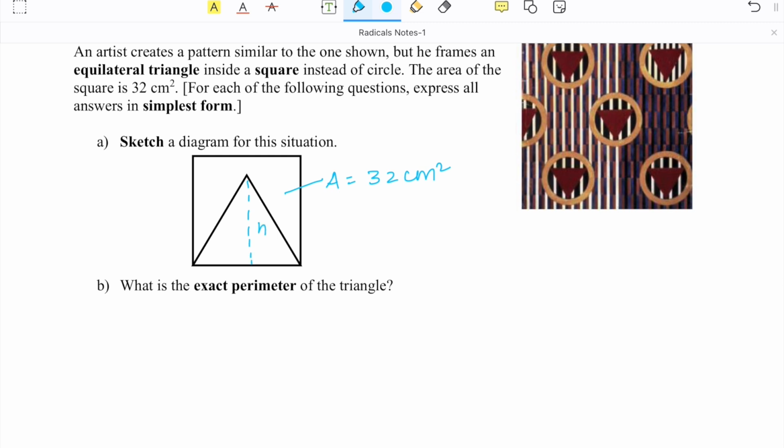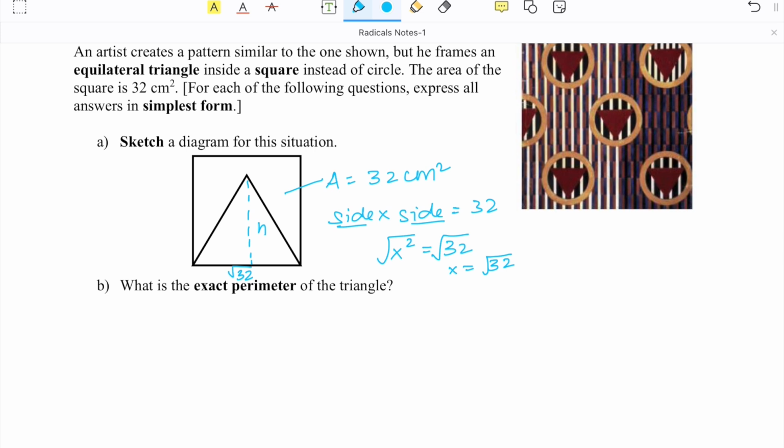Since the area of the square is 32, we know area of a square is side times side, right? So let's say the side is x, then x times x, x squared, is equal to 32. So x is equal to root 32, right? So this is going to be root 32.